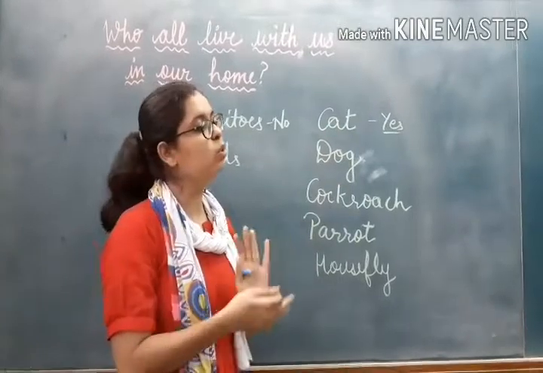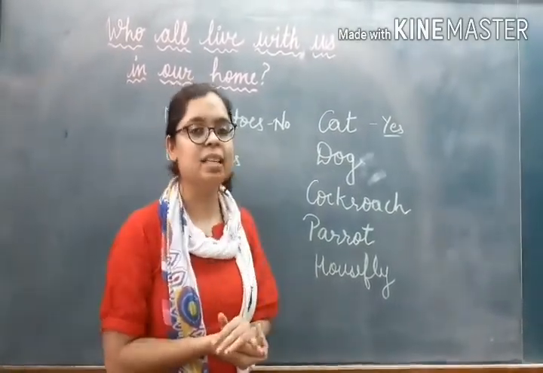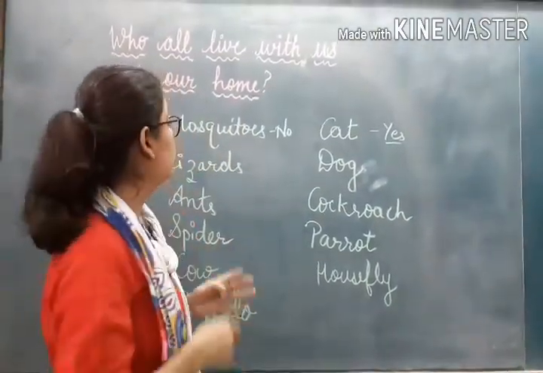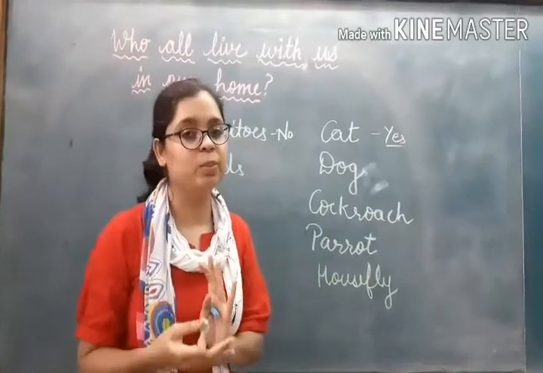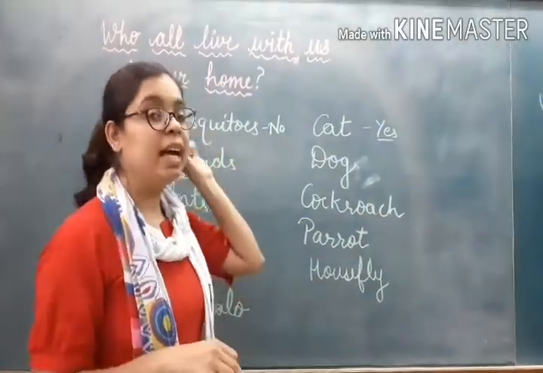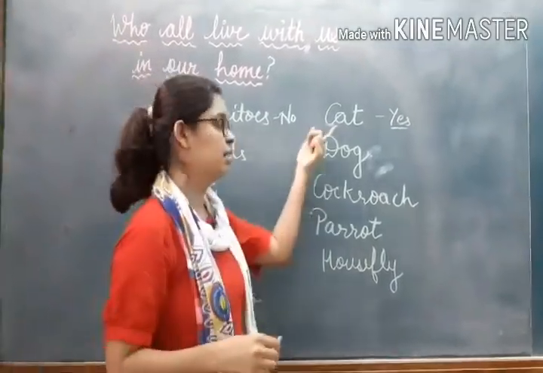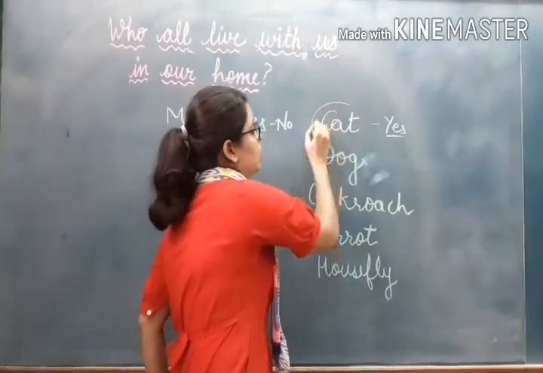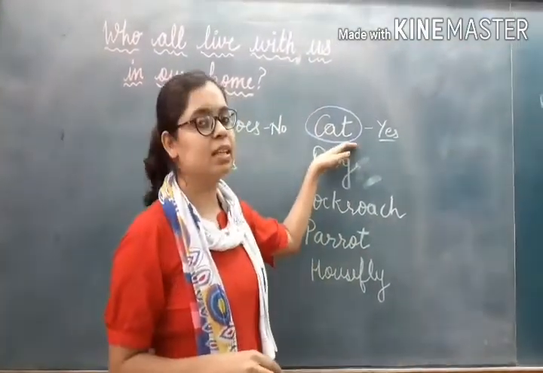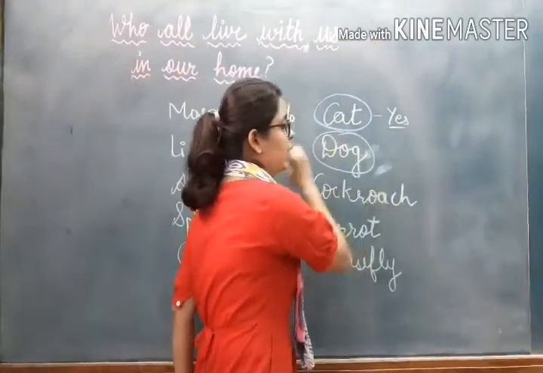And those who do not want a cat to live with them means they are not keeping a cat as a pet animal. So now what you have to do is underline those animals which are living with us because we want them to live with us. What are these animals? Cat, yes, we want this animal to live with us, so we will circle this. A dog, yes, it is also a pet animal.